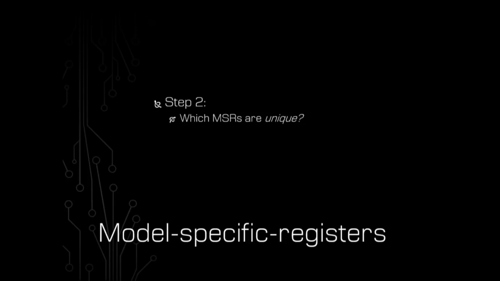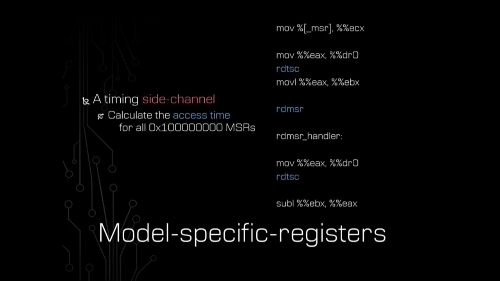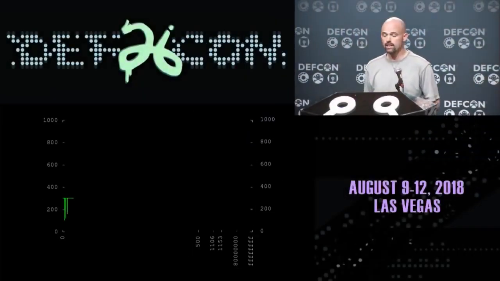Which one should I be exploring for this research? So I came up with the idea of a timing side channel attack against the MSRs, where basically I would calculate how long it took to access each of the 4 billion possible MSRs. What that looks like is you've got this read MSR instruction, and on either side of that, you've got a serialized read timestamp counter instruction. That lets you see exactly how long it took your read MSR to execute, and that shows you how long it took to access the MSR.